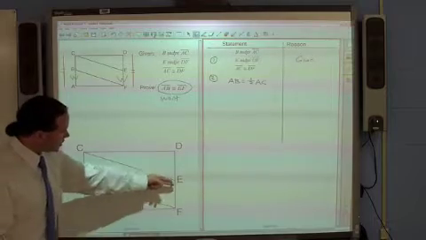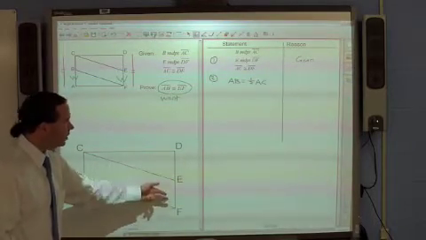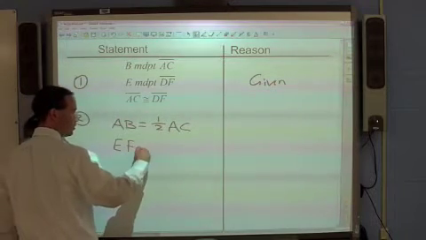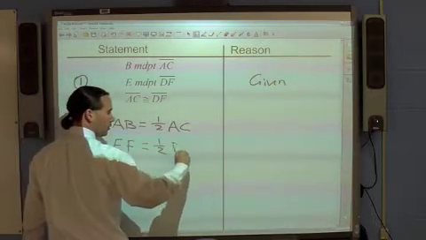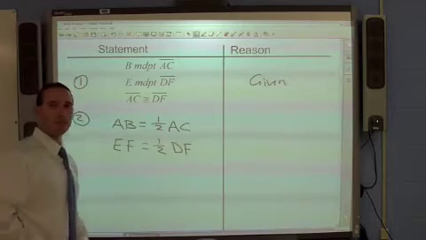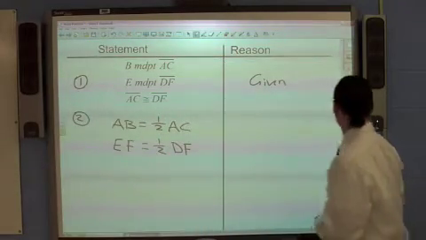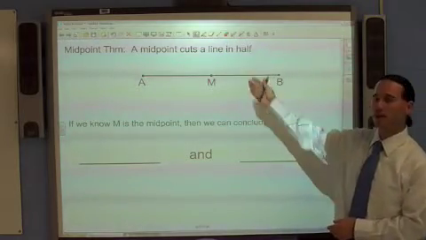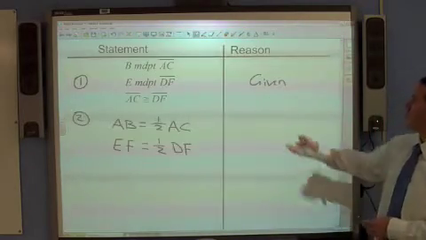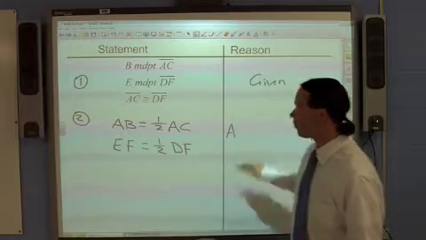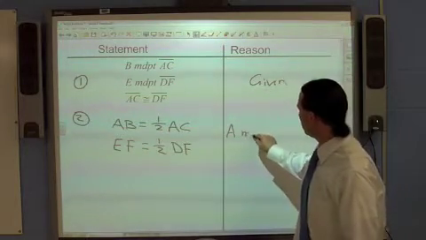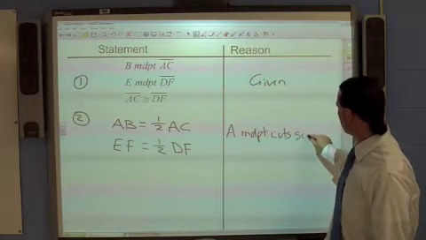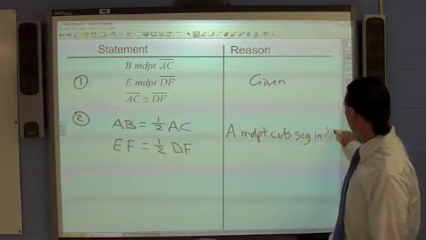And in the same way, since E is the midpoint of DF, EF must be half of DF. So EF is a half of DF. Now what are we going to put for a reason here? Well, we're going to use the theorem that we developed that says a midpoint cuts a line in half. That's how we're going to justify this step in the proof. We're going to refer the reader back to our theorem that says a midpoint cuts a segment in half.